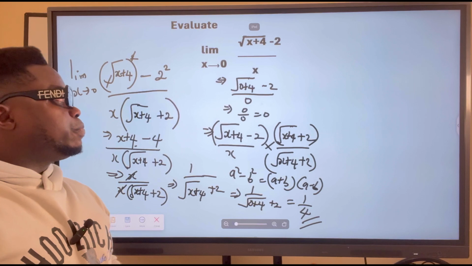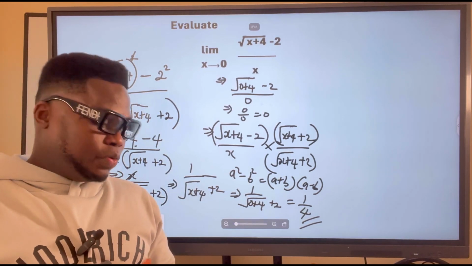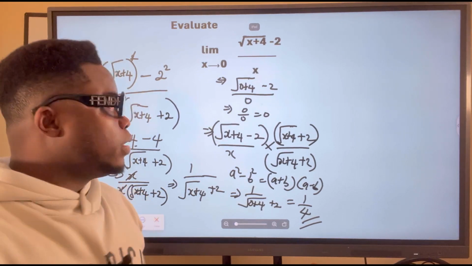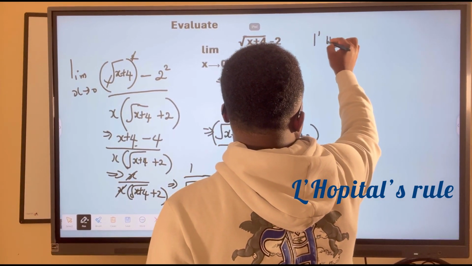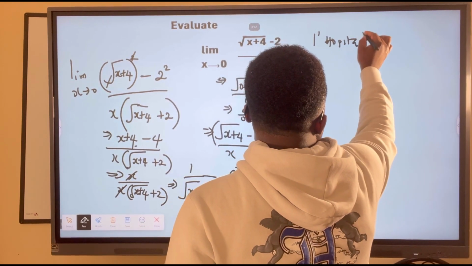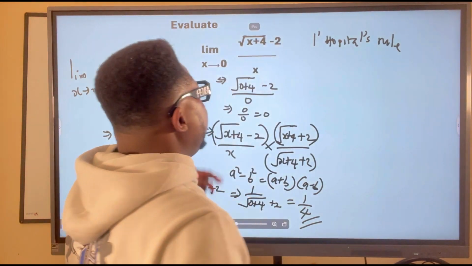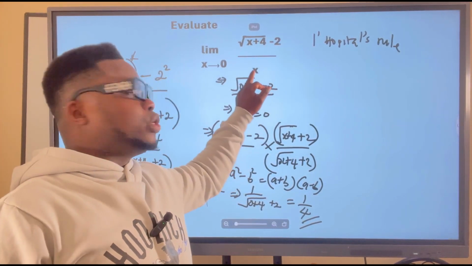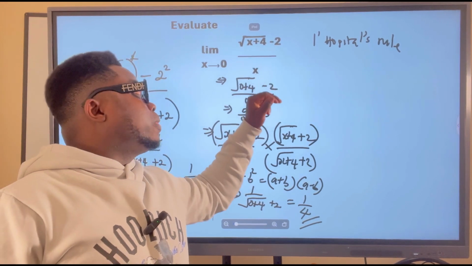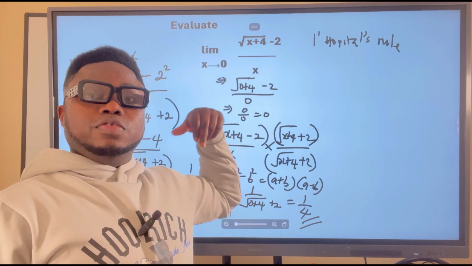The second method is going to be L'Hopital's rule. I talked about it before. So if I apply L'Hopital's rule, it means I'm going to differentiate the numerator and equally differentiate the denominator, before testing again with x tends to 0.